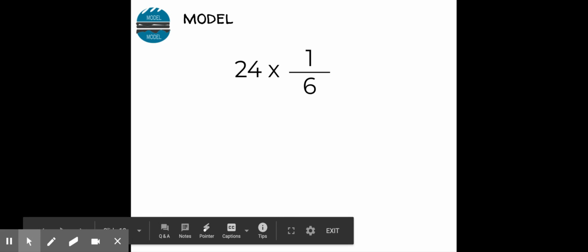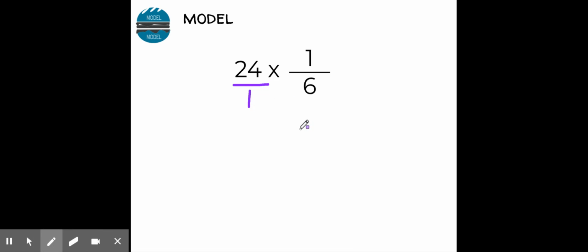So let's get started. 24 times 1/6. The first thing I want to do is make 24 into a fraction by making it have a denominator of 1. Once I've done that, I can multiply the numerator straight across. 24 times 1 is 24. Then I can multiply the denominators straight across. 1 times 6 is 6. I have an improper fraction that I need to simplify, so I ask myself, how many times can 6 go into 24? Well, it can actually go in evenly, 4 times. So my answer is 4.